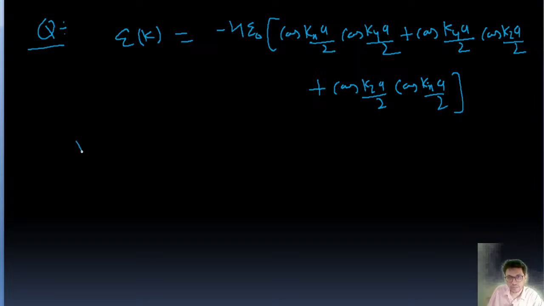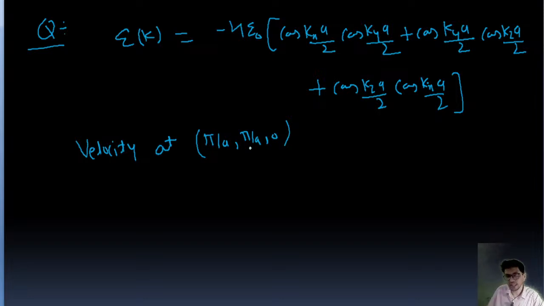Now we have to find the velocity. This is not the x component of velocity. We have to find the velocity at pi by a, pi by a, 0, where Kx and Ky are pi by a and Kz is 0. So this is the velocity we need to find. I have already explained the x component of velocity. There is a formula for velocity for this dispersion relation, which you need to note down.